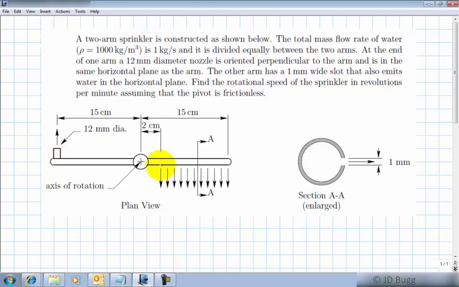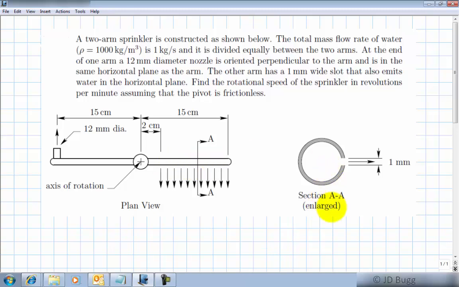The strange thing about this sprinkler is the other arm has a slot cut in it. So water comes out uniformly along that slot. We see the velocity of the water is uniform along that slot, at least the magnitude of the velocity coming out there is the same everywhere along the slot according to this sketch. This section AA shows us a cross section of that arm.